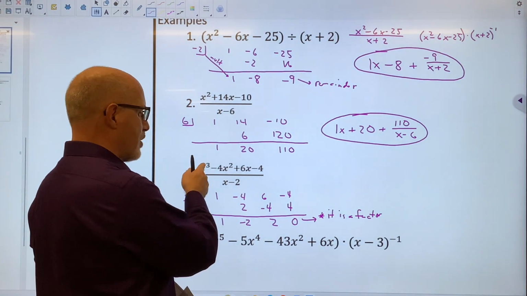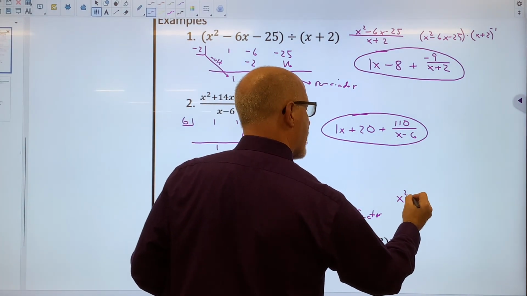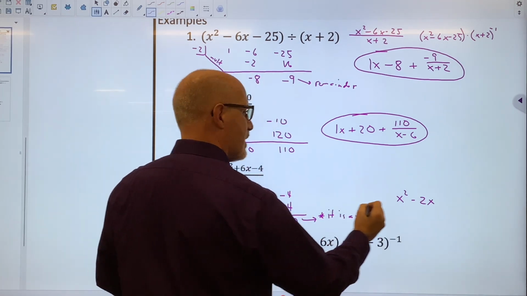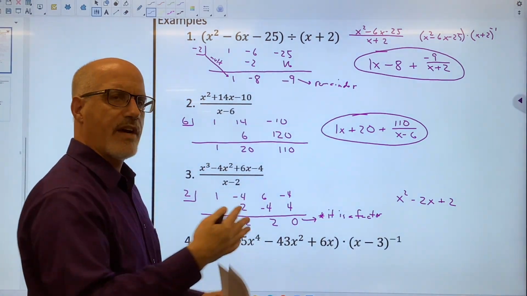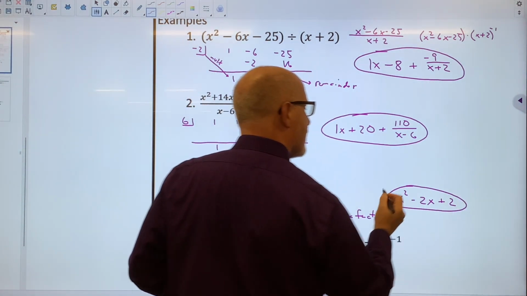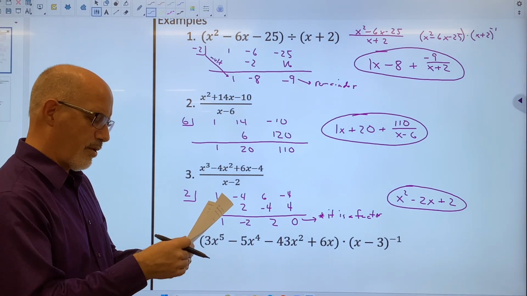I'm going to start with 1 degree less than the x cubed. That'll give me an x squared. So 1x squared minus 2x plus 2. And then I don't write out plus 0 over the divisor. I don't need to because that would just be 0. So that's my quotient for the problem.